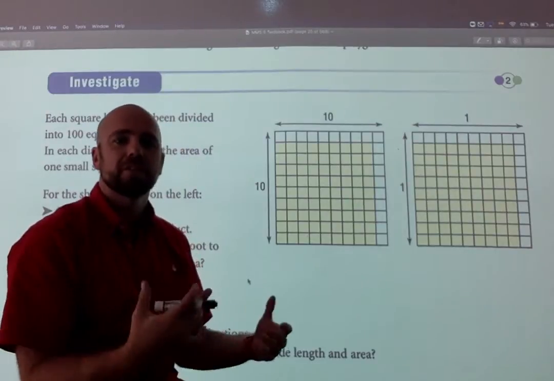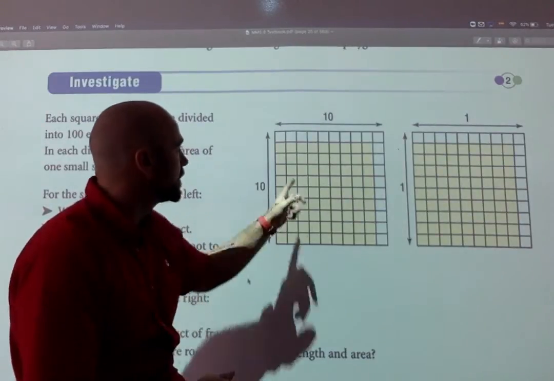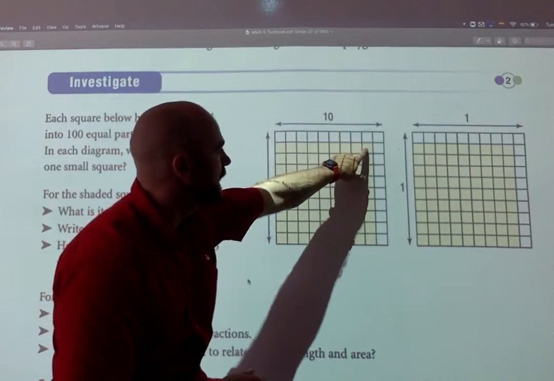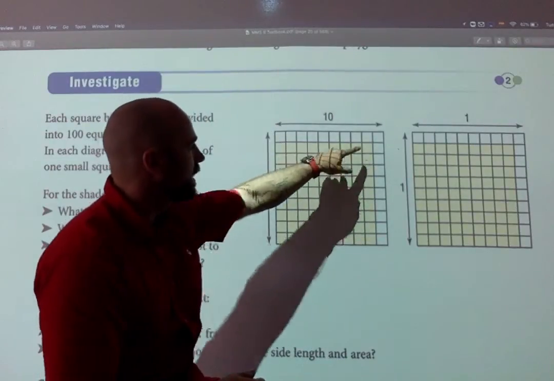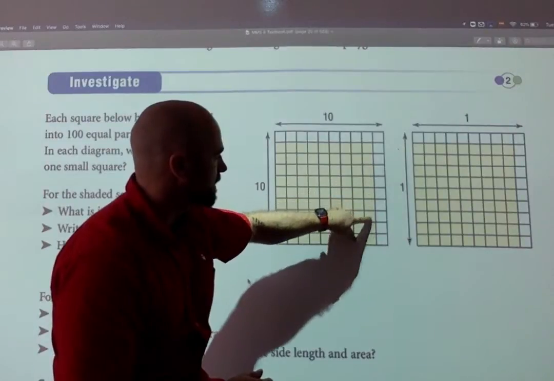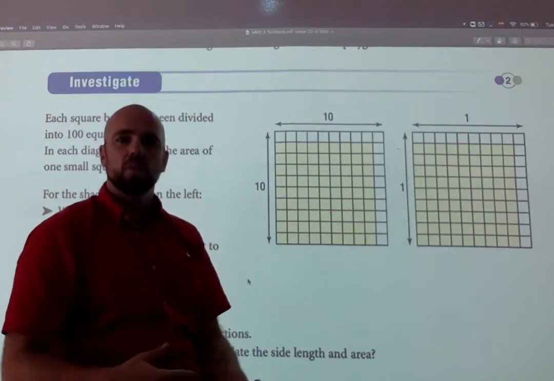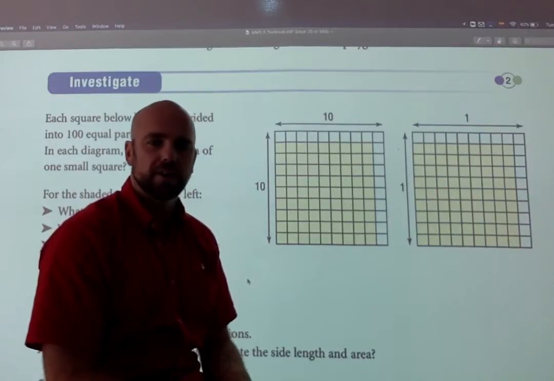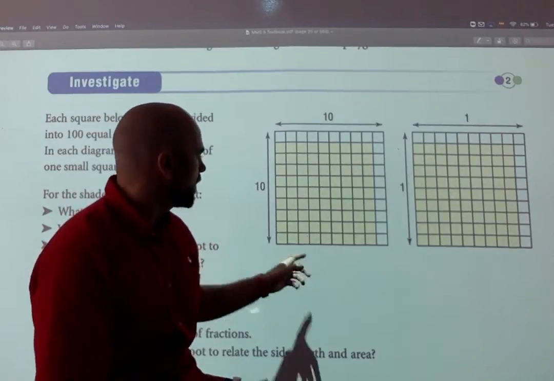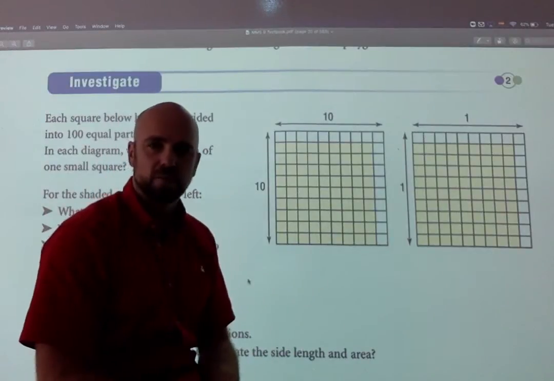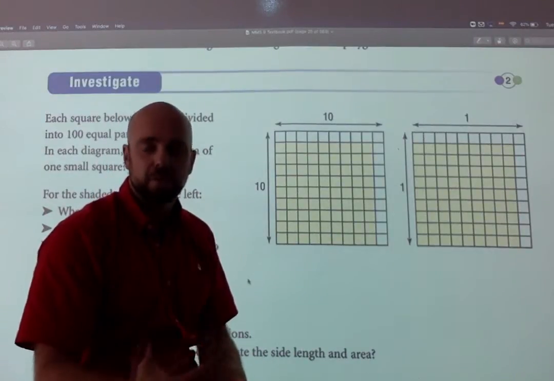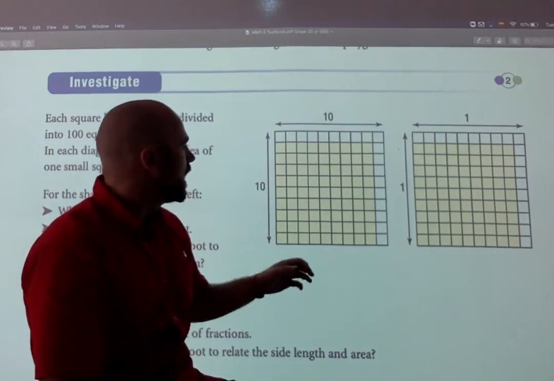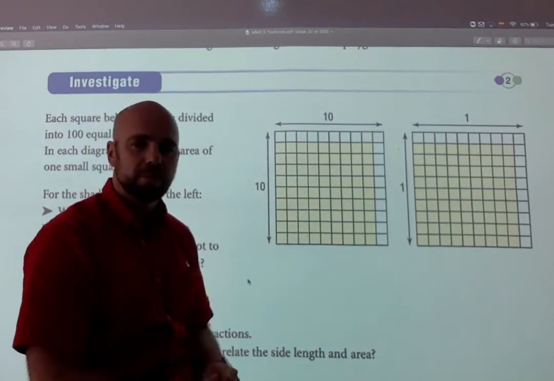If we want to find the area of the shaded part, we would count 1, 2, 3, 4, 5, 6, 7, 8, 9, and we'd multiply it by 1, 2, 3, 4, 5, 6, 7, 8, 9. So we'd be able to just figure out that 9 squared gives us 81. So the area of this would be 81, which is a perfect square, which most of us are familiar with from last year, which means our square root would be 9.